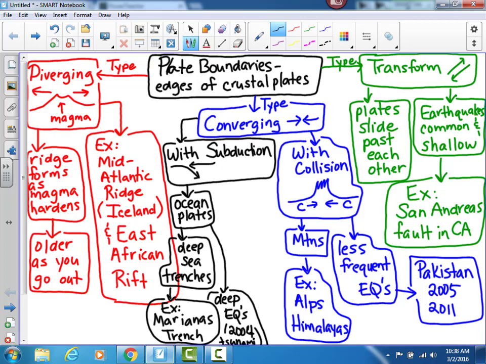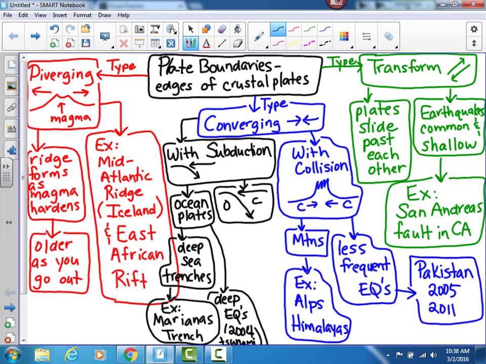All right, we've got one more combination to squish in here. You can also have a convergent with subduction boundary, where you have an ocean plate and a continental plate, and in that case, it is the ocean plate that subducts. The ocean plate subducts because it's more dense, it's made of basalt, it's heavier. The continental plate is made of granite, it's less dense, it stays at the surface. The ocean plate subducts.